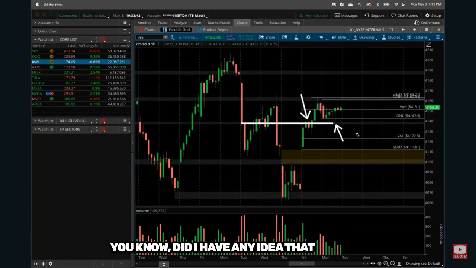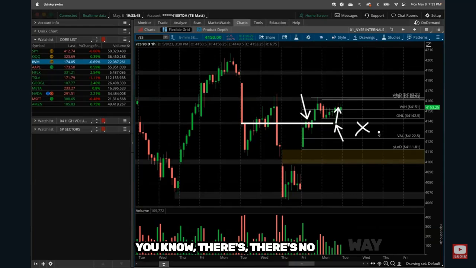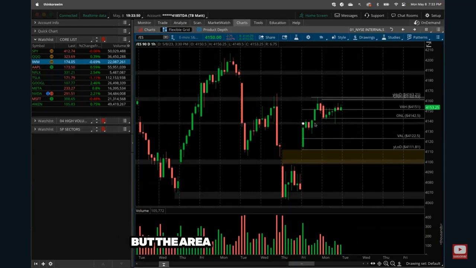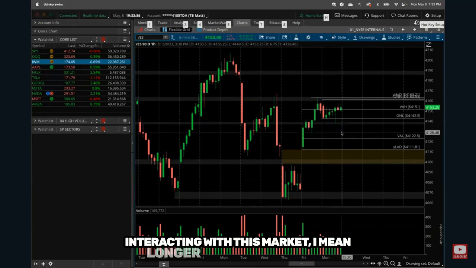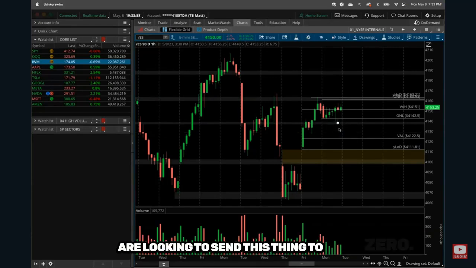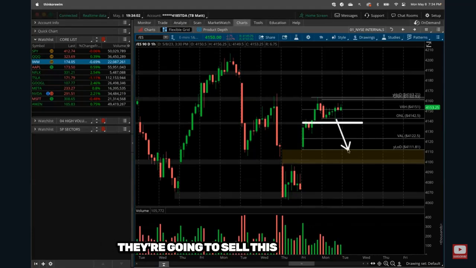Did I have any idea that we were going to get a liquidation break that goes right to the level and then bounces right off of it perfectly? Absolutely not. There's no way of knowing that type of thing. But the area just being an area of interest would tell me now, okay, we have technical traders who are interacting with this market. Longer term shorts who are looking to send this thing to zero, they don't care about this previous high, right? They're going to sell this through the high and they're going to keep selling and selling and selling, whatever.